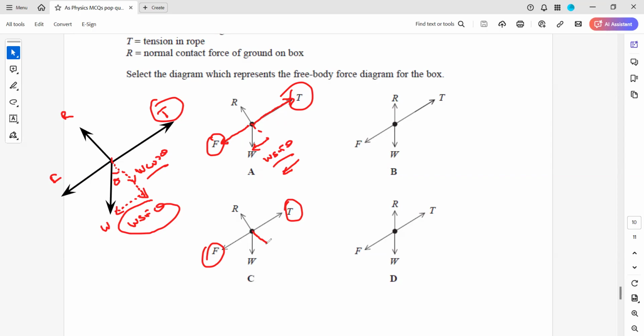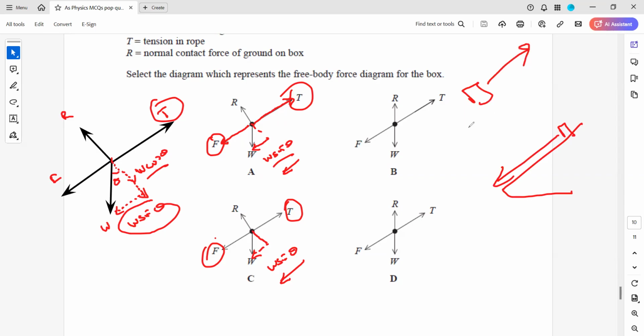What does it mean? It means that there will be a component of the weight, W sine theta, which is also acting along the slope to slide this object down. As a result, the friction and the W sine theta, their sum will be more than the tension. So what should happen to this box? This box should slide down, but the box is not sliding down. The box is moving up on the inclined plane. Is this clear?